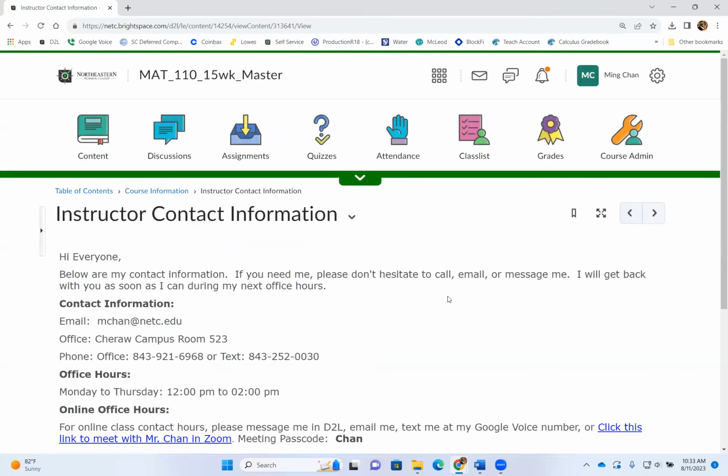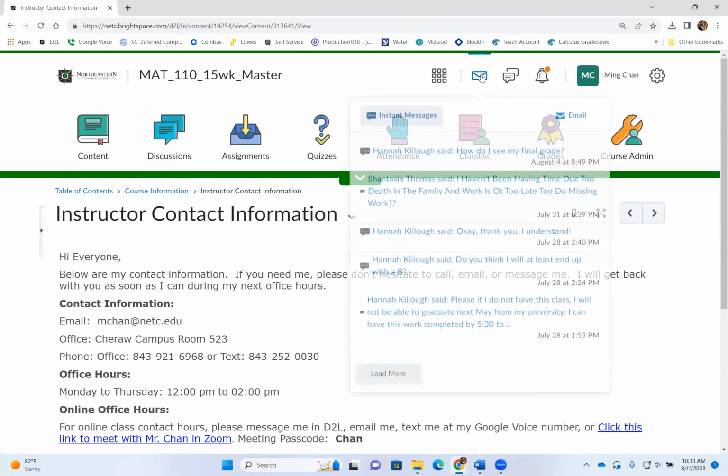Okay, the number one way of me contacting you is through D2L instant message. If you click on here, you can click on instant message. Okay, you can message me or you can email me from your student NETC email. You can call me during my office hour or you can text me. I prefer text message.